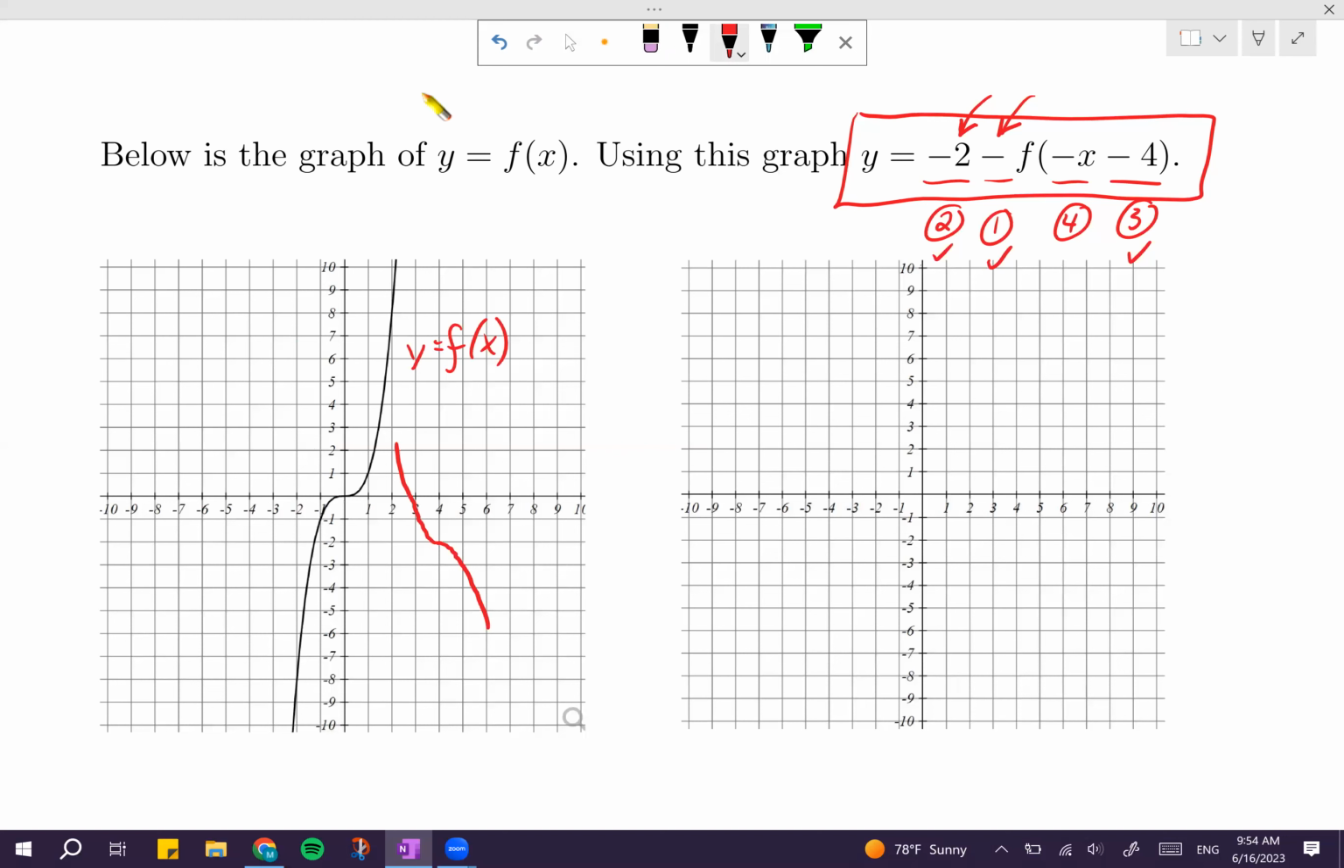Like that. All right. And then this minus in front of this x here says flip what you have across the y-axis. So I'm going to take this point to this point, this point to this point, this point to this point, and I'm going to get something that looks like this. And so that would be my final answer. Looks something like this.